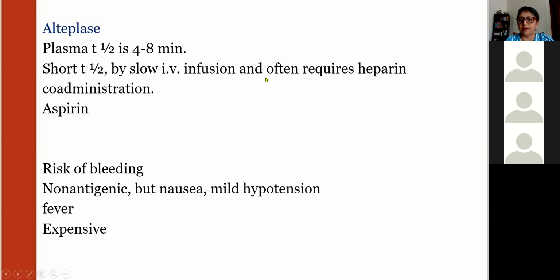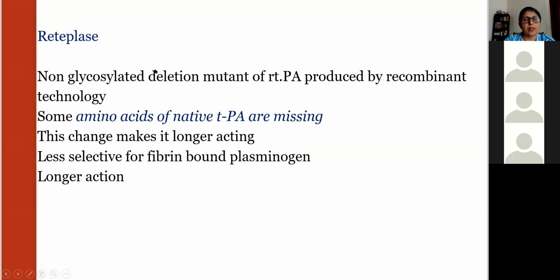We will be adding anticoagulants like heparin and antiplatelets like aspirin, to prevent extension of the thrombosis. The risk of bleeding is there with all thrombolytic agents, and with alteplase also. It is a recombinant DNA product, so it is non-antigenic, but it can cause mild hypotension and fever, and it is expensive. So that is alteplase. Now this is reteplase.